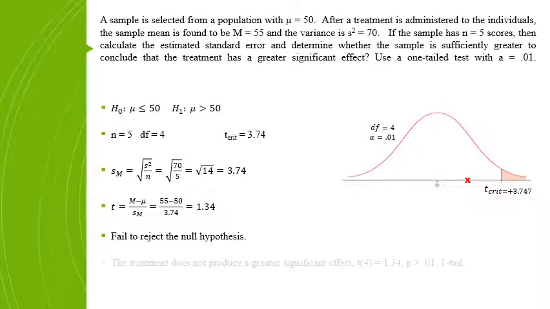So here's how you would write your sentence. The treatment does not produce a greater significant effect. T of 4 is equal to 1.34. The probability of obtaining it is greater than 0.01, and you have a one-tail test.